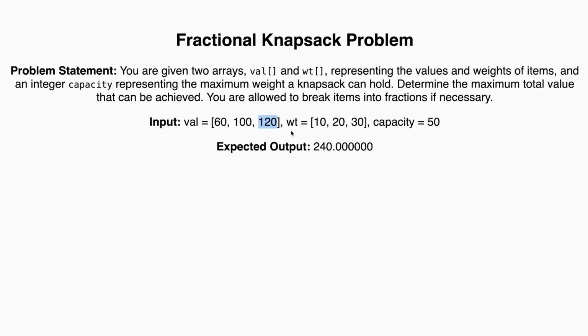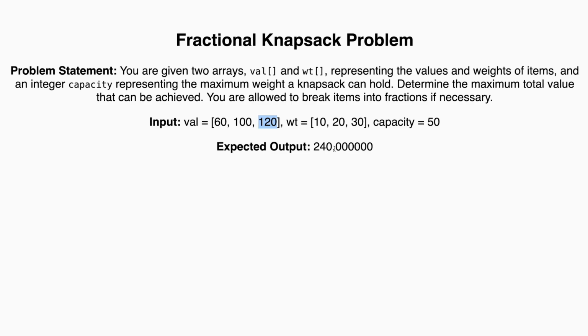Now we can try other combinations as well. For example, we can take item 1 and item 3 in full and take the second item partially. But you will see that the maximum value you would get out of all the possible combinations would be 240 itself. So my final output would be 240. That's what my expected output is. So this is the entire problem. Now maybe you can try to think of a solution, and once you're done, you can come back and check the solution here.